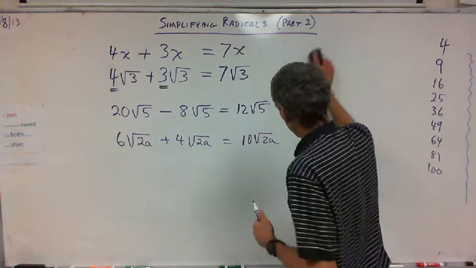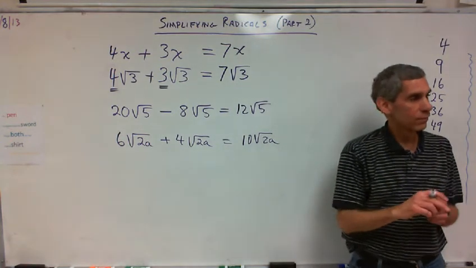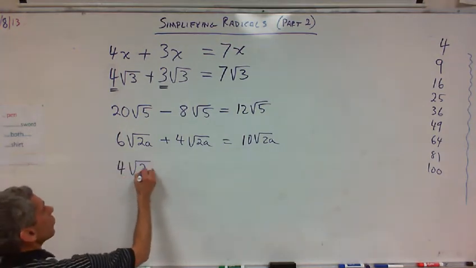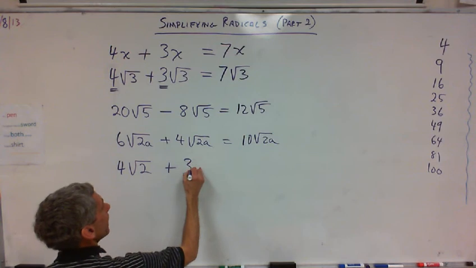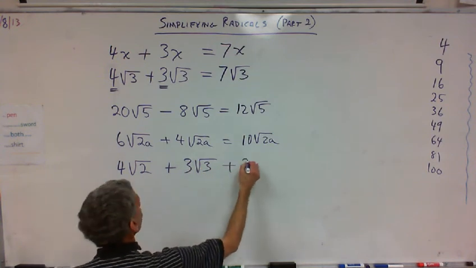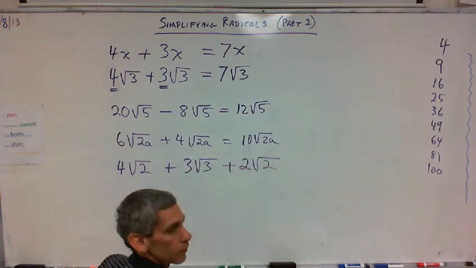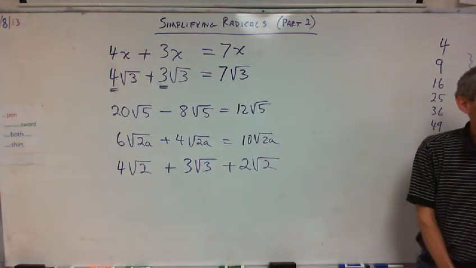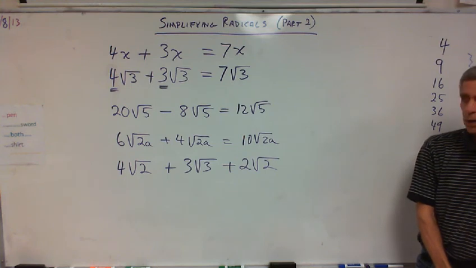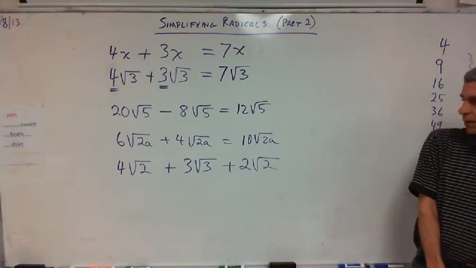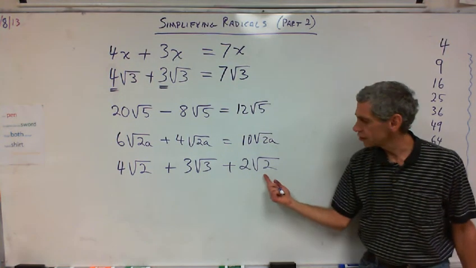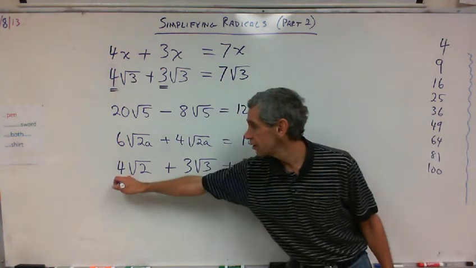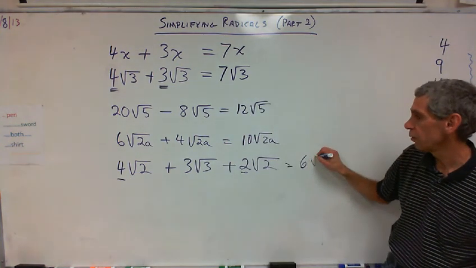Yes, you can. So, now, what if I gave you this? 4 square root of 2 plus 3 square root of 3 plus 2 square root of 2. I got it. 6 square root of 2 plus 3 square root of 3. How many people agree with that? Agreed. So you can, as long as the number under the square root sign is exactly the same. I can add this coefficient and this coefficient, so I get 6 square root of 2's plus 3 square root of 3's.